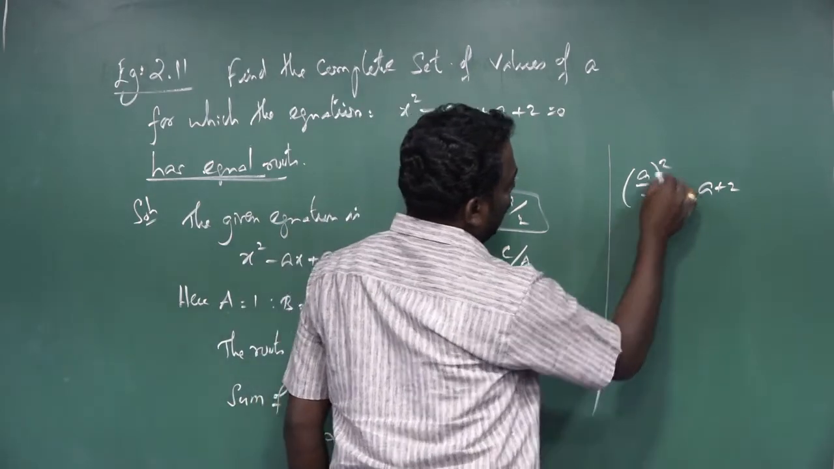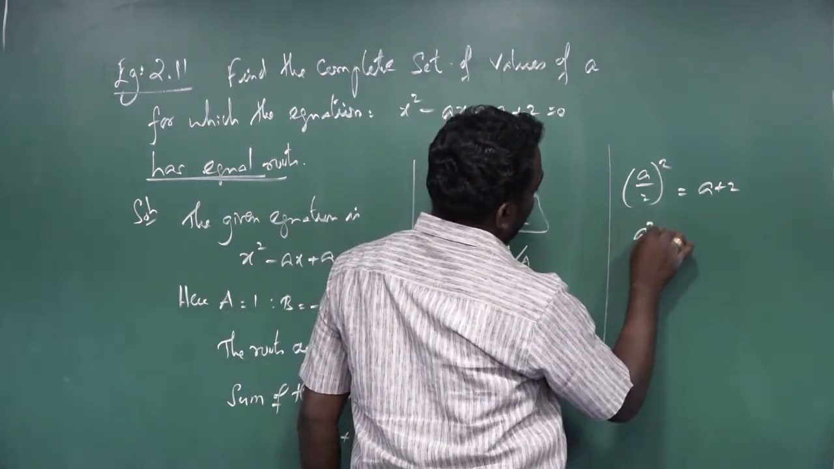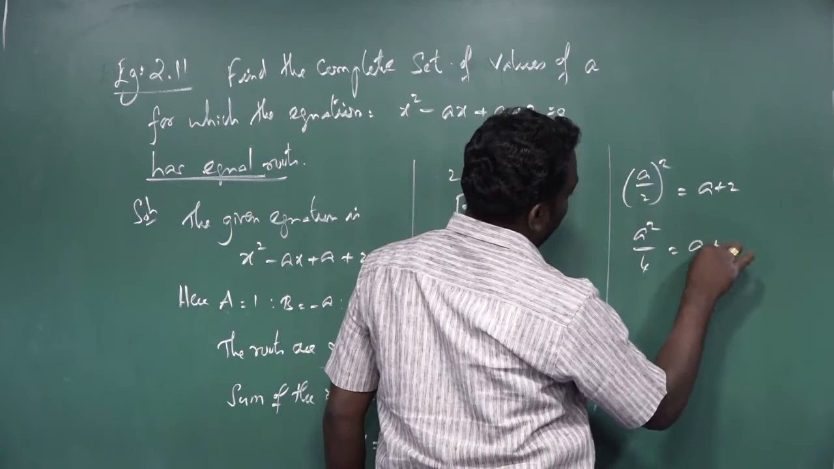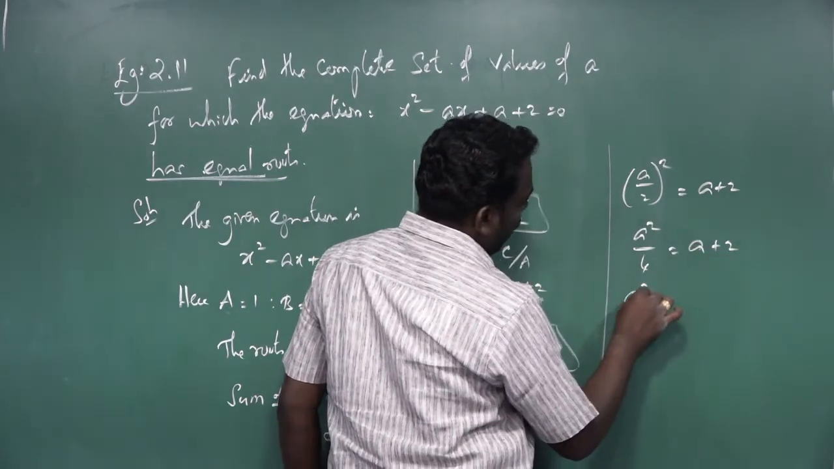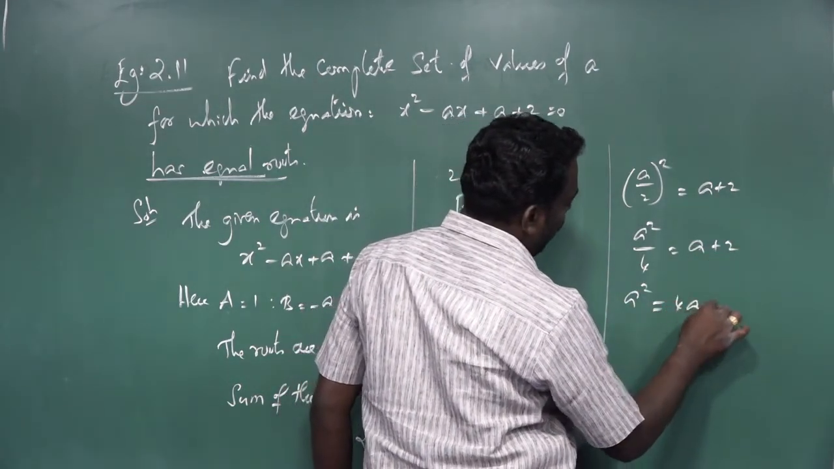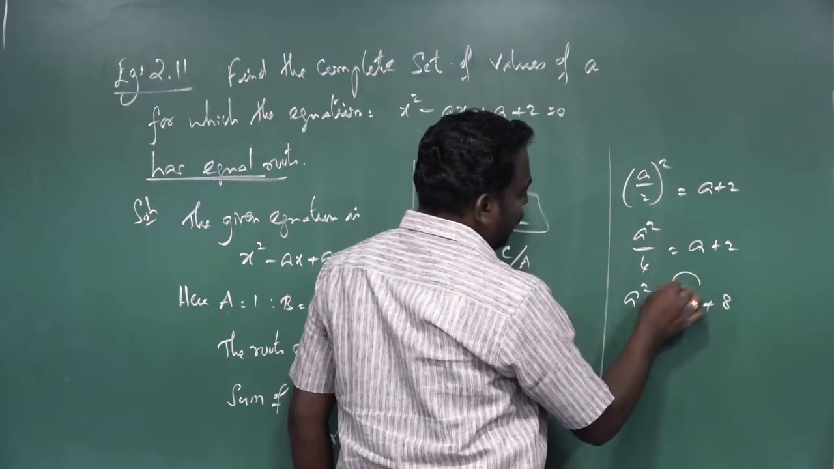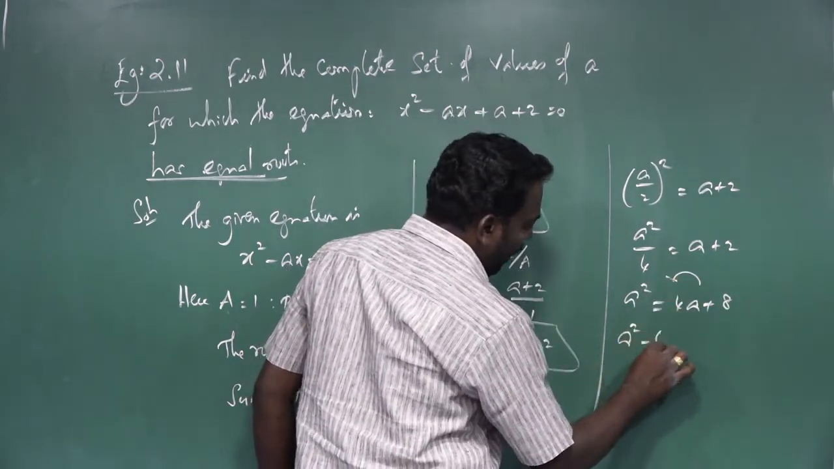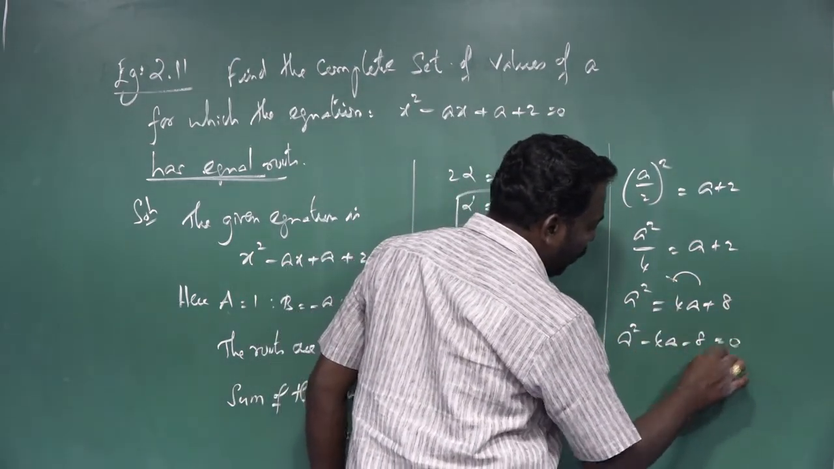Now just multiply the terms in the bracket: a square by 4 is equal to a plus 2. Just cross multiply, a square is equal to 4a plus 8. Just transfer the terms: a square minus 4a minus 8 is equal to 0.